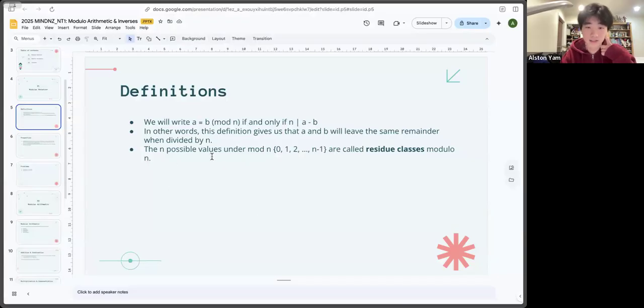And then you might notice that under mod n, there are only really n possible values that we can have, and that is from this set over here. So we have 0, 1, 2, all the way to n minus 1. Well, if something is congruent to 0 mod n, that will mean that that number is exactly divisible by n, right?